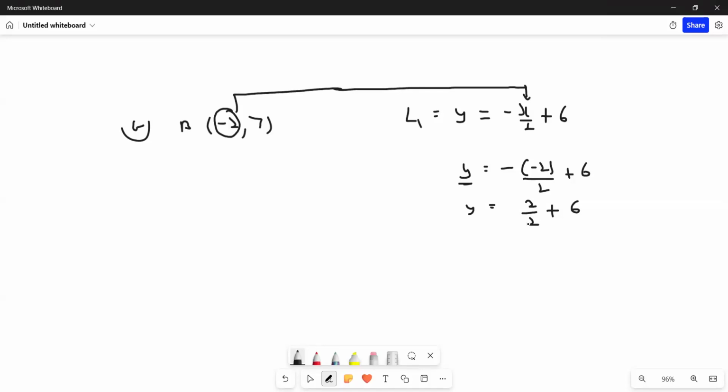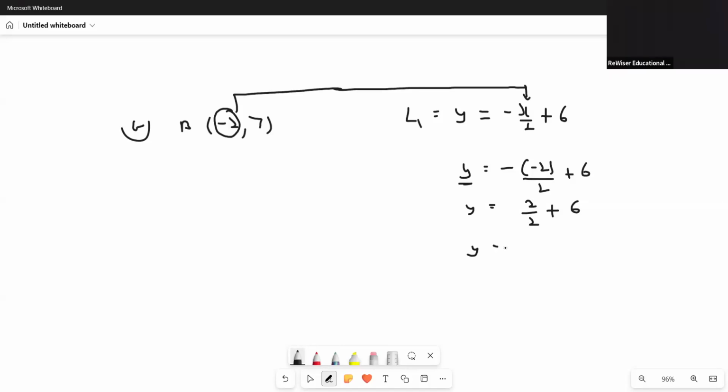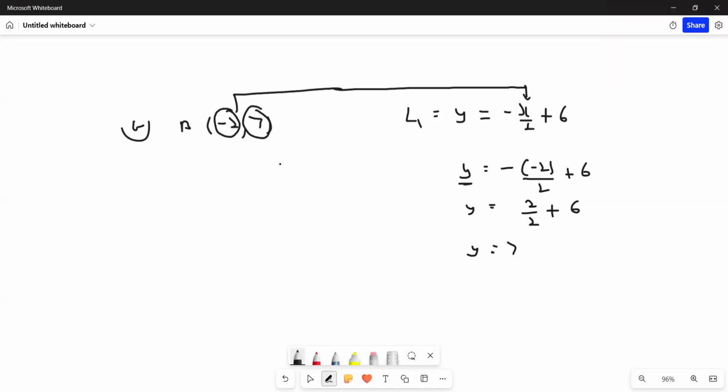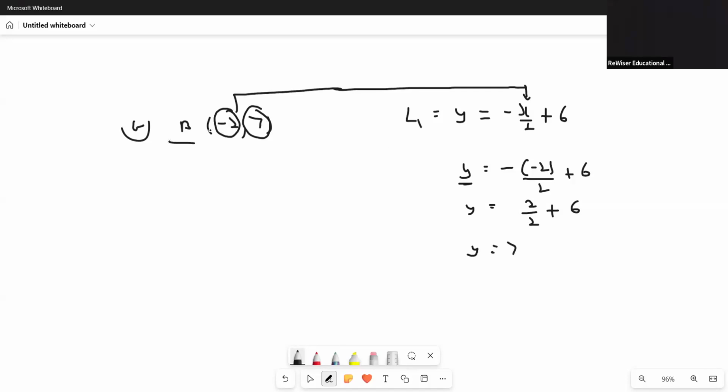1 plus 6, 7. So we are getting y as 7. Is the y coordinate here also 7? Yes, sir. So that literally means the point B will lie on L1, right? Just put the x coordinate and match out the y coordinates. If the y coordinates are matching, it is lying. If it's not matching, it's not lying. Simple, right? Okay, sir. Note it down.